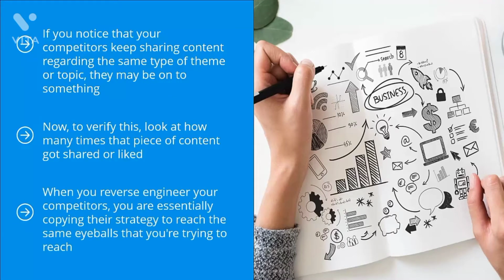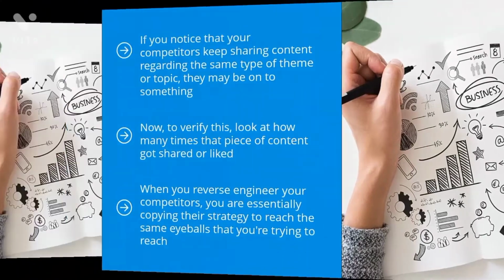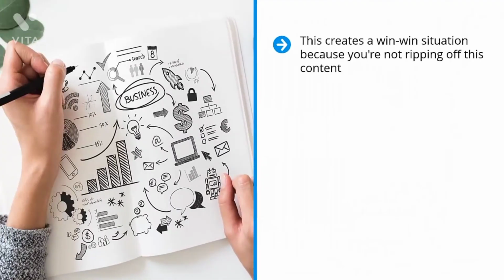When you reverse engineer your competitors, you are essentially copying their strategy to reach the same eyeballs that you're trying to reach. This also applies to content curation, where you take content that is published by other people and you promote it on your social media platform. This creates a win-win situation because you're not ripping off this content. You are copying the content's link, including a short commentary, and allowing people to click on the link.